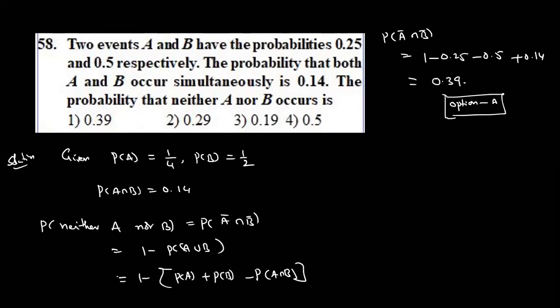So dear students, practice is required. What are the formulas? Writing once again. See, A union B whole complement is A complement intersection B complement, like that. De Morgan's laws.